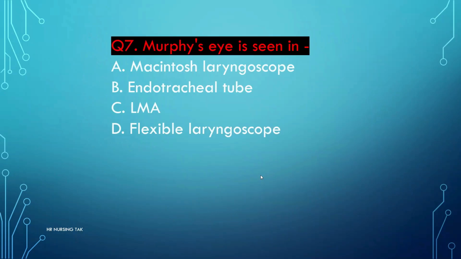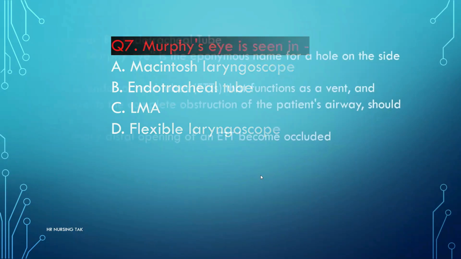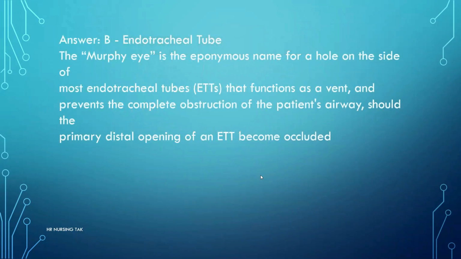Question 7. Murphy's eye is seen in A. Macintosh laryngoscope, B. Endotracheal tube, C. LMA flexible laryngoscope. Answer B. Endotracheal tube. The Murphy eye is the eponymous name for a hole on the side of most endotracheal tubes, ETTs, that functions as a vent and prevents the complete obstruction of the patient's airway should the primary distal opening become occluded.